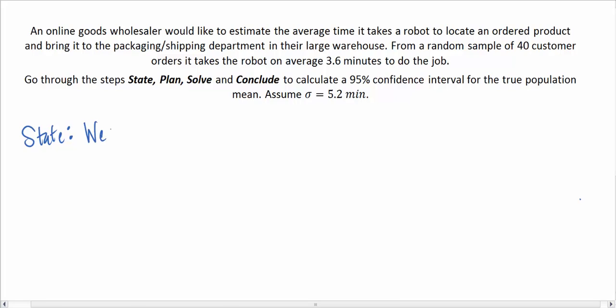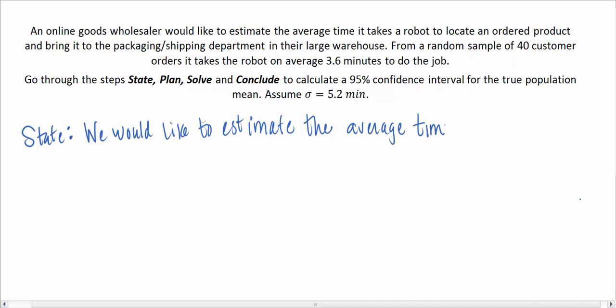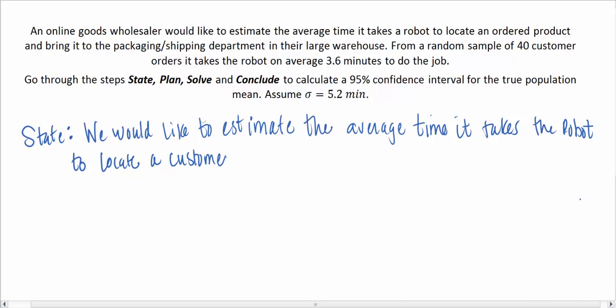So what would we like to do? Well, we would like to estimate the average time it takes the robot to locate a customer product and bring it to shipping/packaging.